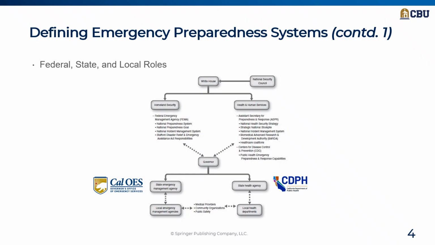So this slide here sort of gives you a general idea of what an emergency preparedness system is shaped like. We can see that down at the bottom, we have health departments at the local level connecting to emergency management agencies, sort of in a horizontal fashion. We work across the agencies, getting to know each other and what those different roles might be.